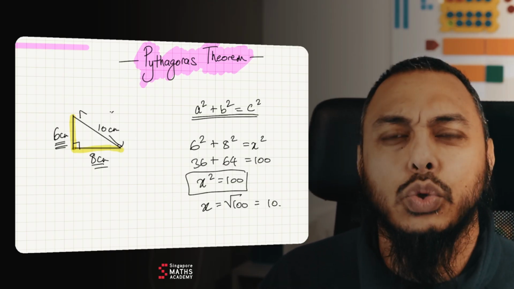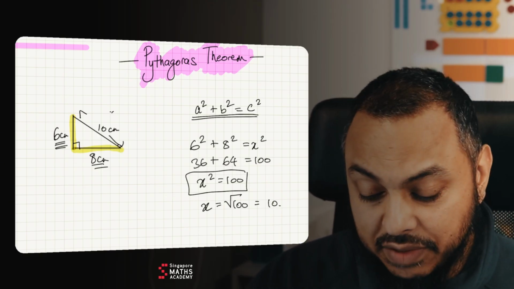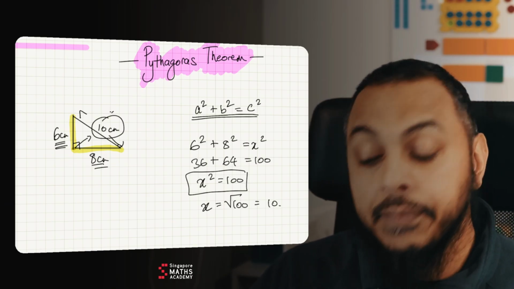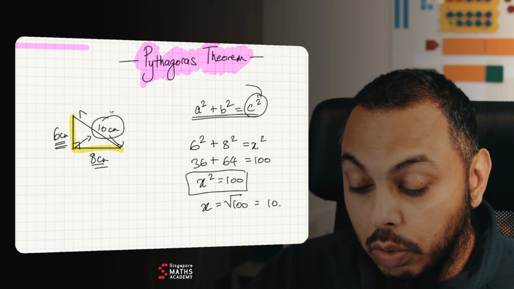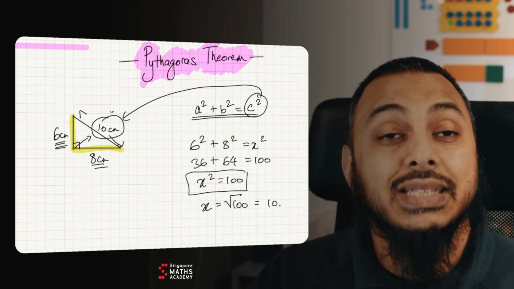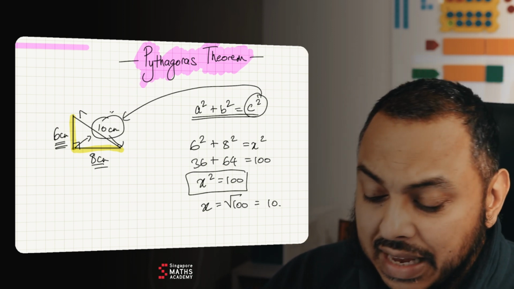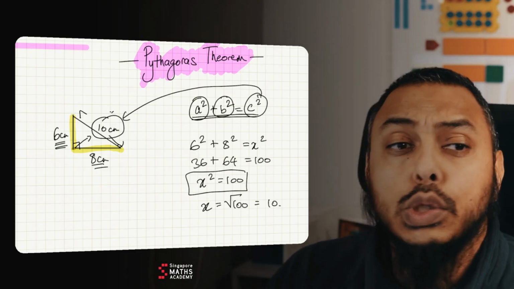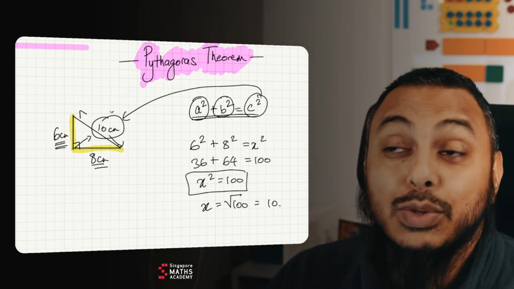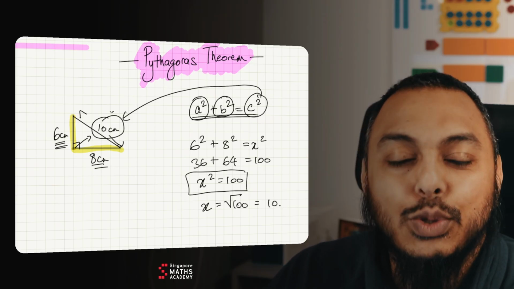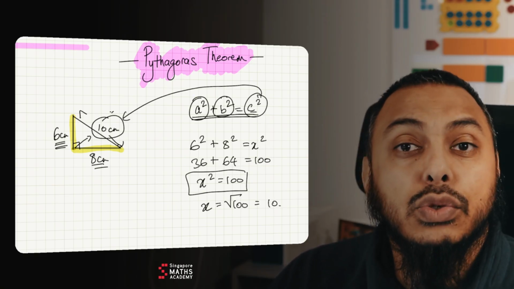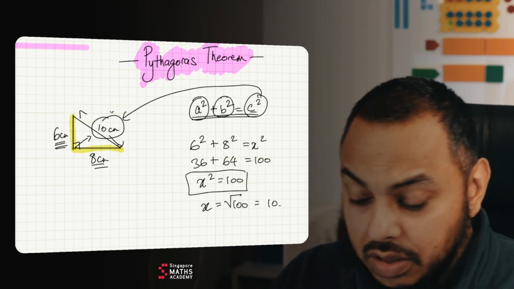How do I know that they're shorter sides? Well, we've talked about the fact that opposite of the right angle is always the longer side. So C always relates to the longer side. The sum of the two shorter sides squared is equal to the longer side squared. That's where Pythagoras theorem comes in.